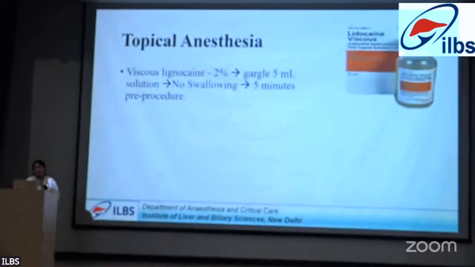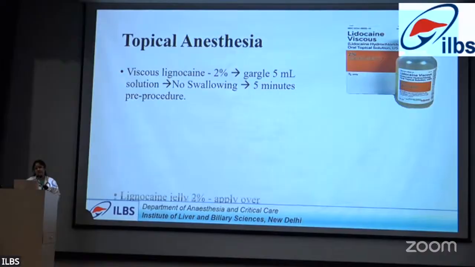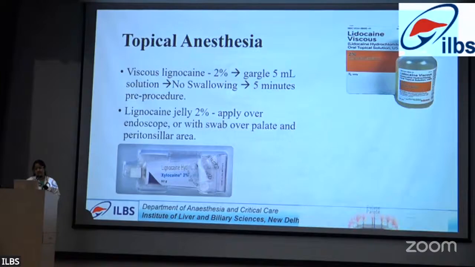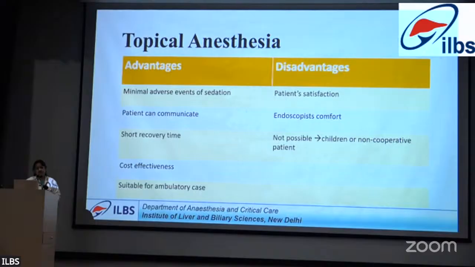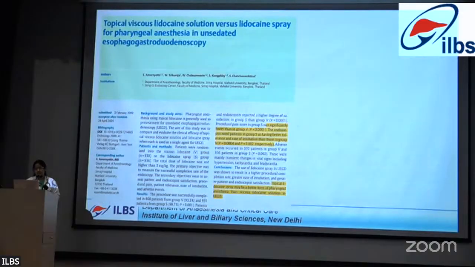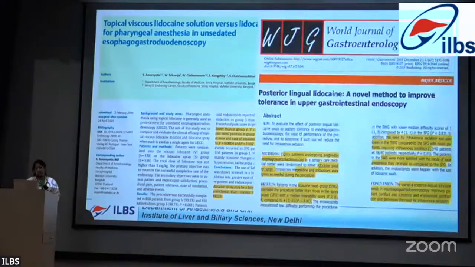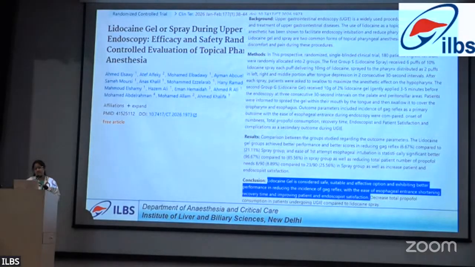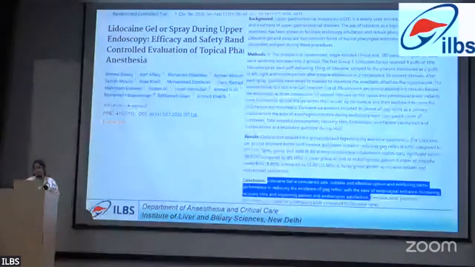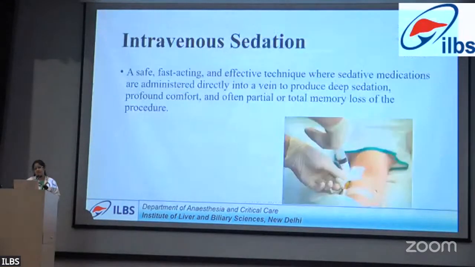Lignocaine viscous solution 2% can also be given, 5 ml 5 minutes before the procedure, or lignocaine gel can be applied with a swab stick over the peritonsillar areas and the palate. Advantages being patient can communicate, there is a short recovery time, cost effectiveness. Disadvantages: patient satisfaction, endoscopic comfort, and it is not possible for children and non-cooperative patients. Previous studies showed that lignocaine spray was found to be better, but the recent studies of 2026 show that lignocaine jelly applied over the palate and the peritonsillar area was found to be a safe, suitable, and effective option to prevent the gag reflex and to undergo the endoscopic procedures.